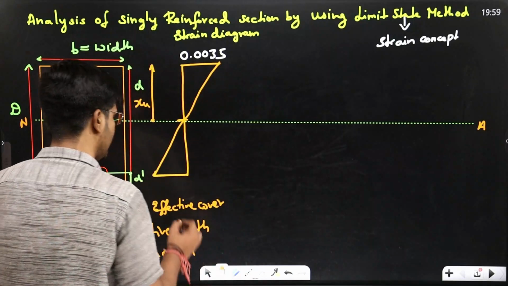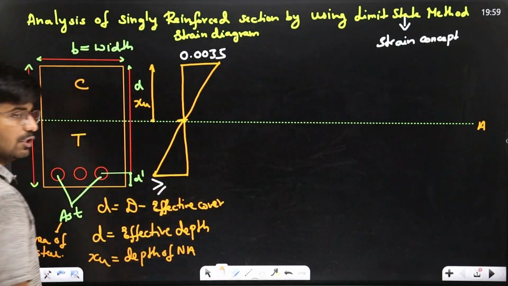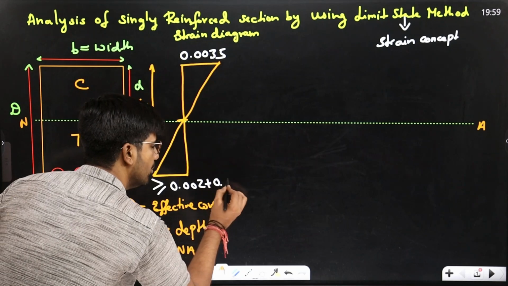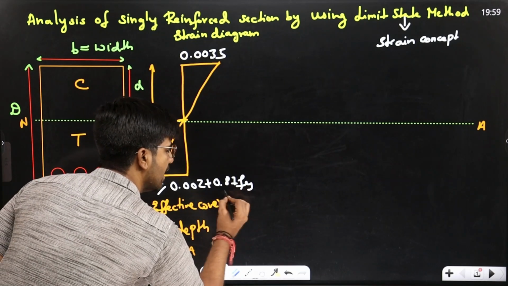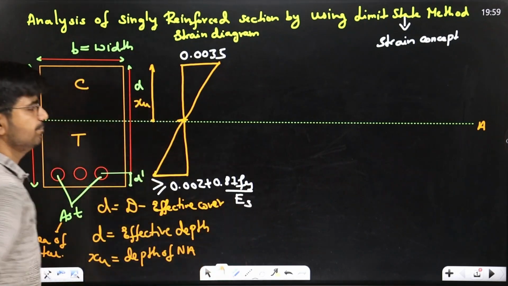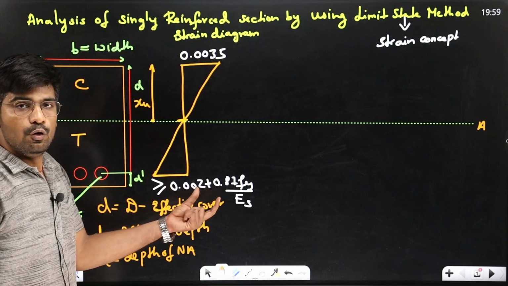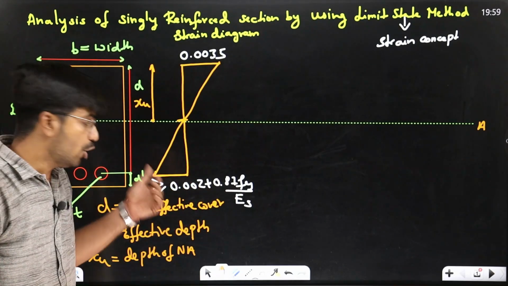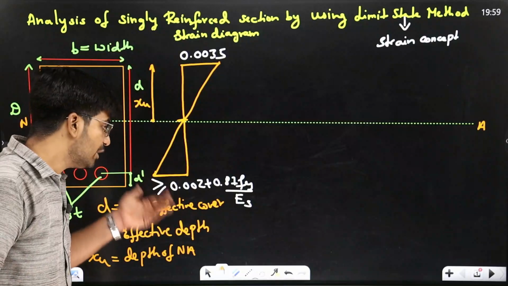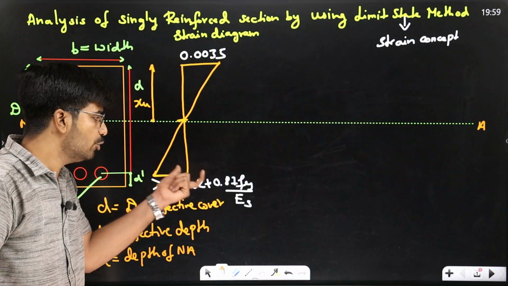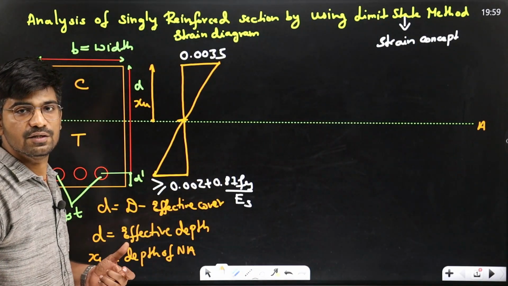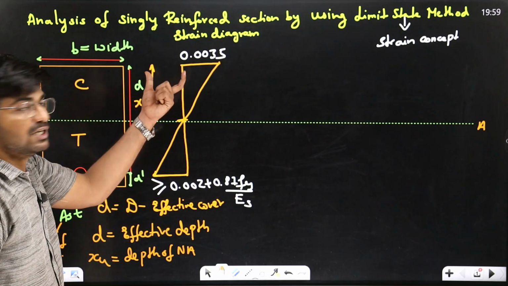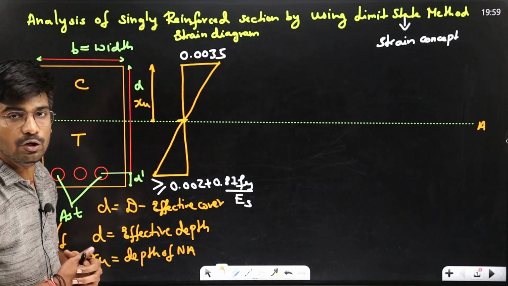So here I will write it should always be greater than or equal to 0.002 plus 0.87 Fy upon Es. This is your value of maximum strain in steel. It should not be less than this value. And the maximum strain in concrete is 0.0035.